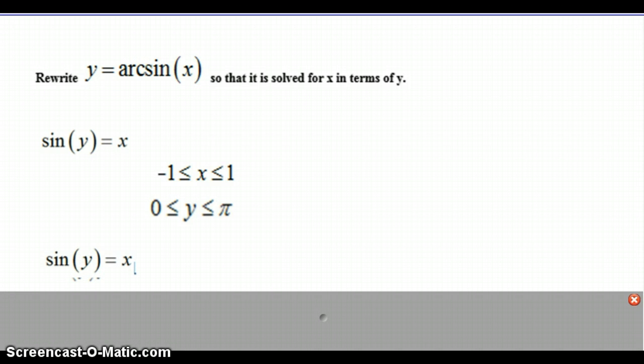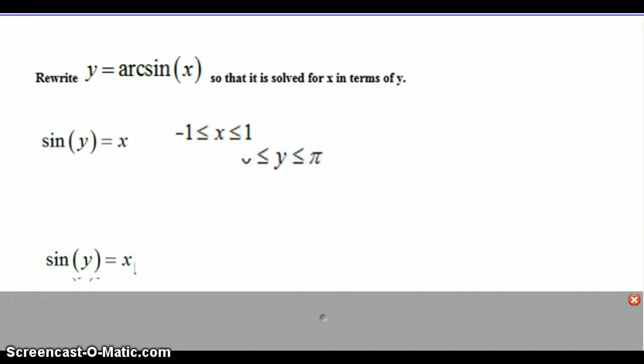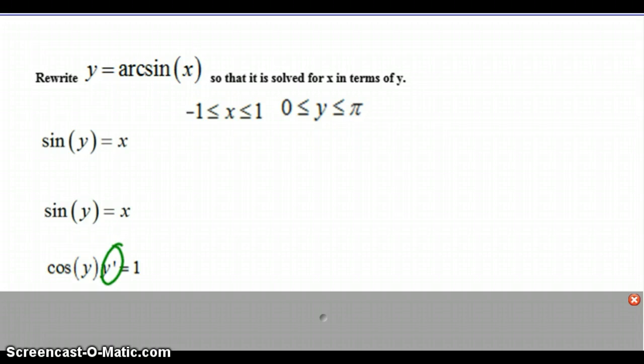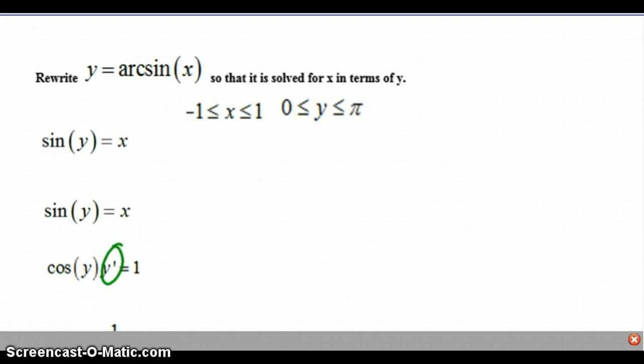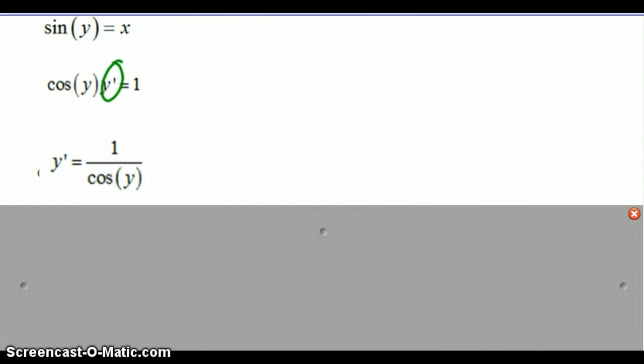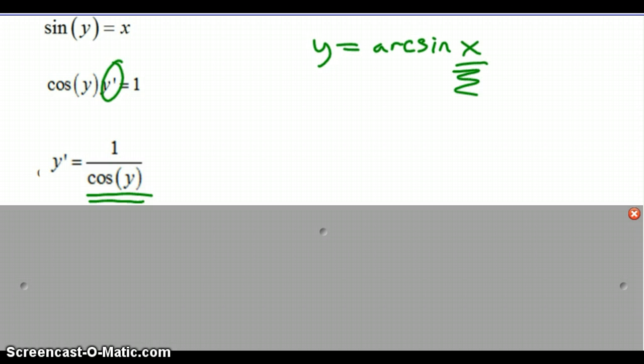Again, I don't really need to pay attention to the domain and range right now, so I'm just going to put them away. But when I differentiate implicitly, don't forget you end up with y prime inside of your derivative. Okay? That has to be there. Go ahead and solve for y prime. Press pause. I've solved for y prime, but now I have a small problem. I have cosine inside my function. Remember, my original function was arcsine of x. So I need to have x somewhere in my derivative, and it's not there.